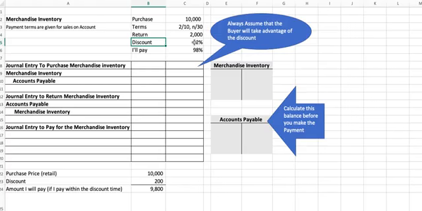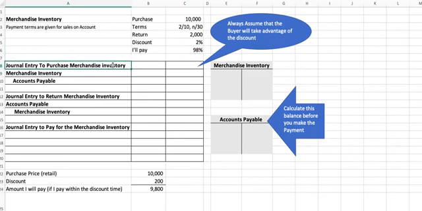The discount amount is 2%. I know that because this says 2/10, n/30. So I'm going to save 2%. That means that the amount I actually pay is going to be 98%. Notice here that it says always assume that the buyer will take advantage of the discount.